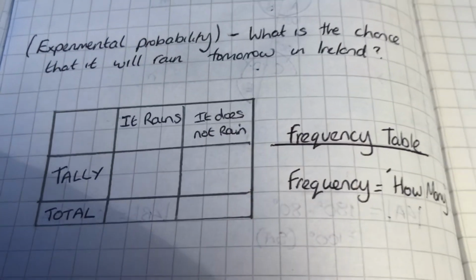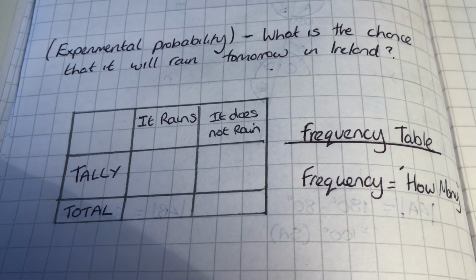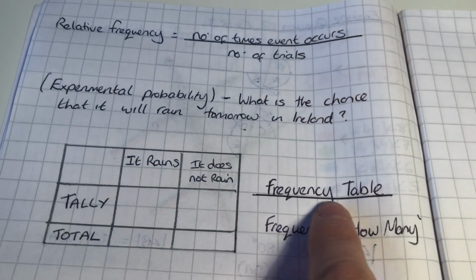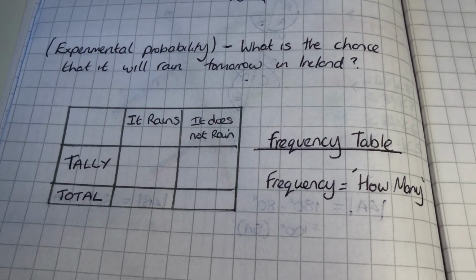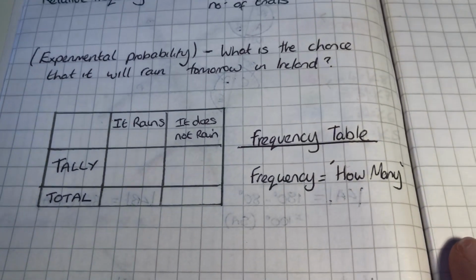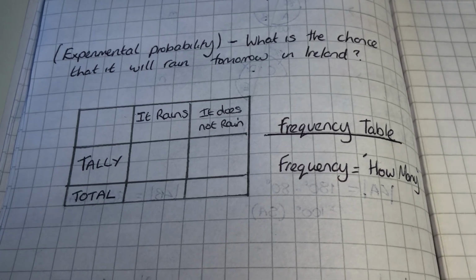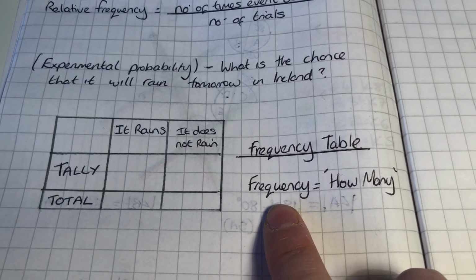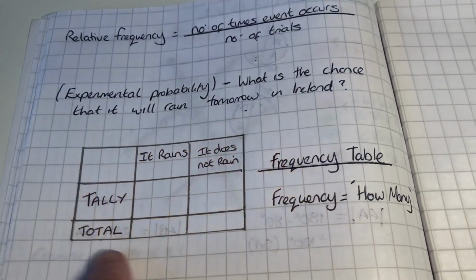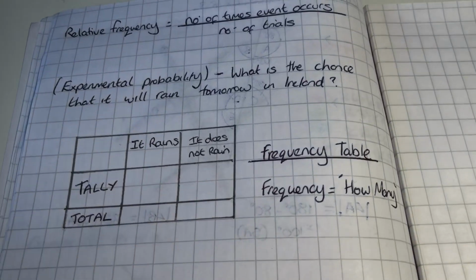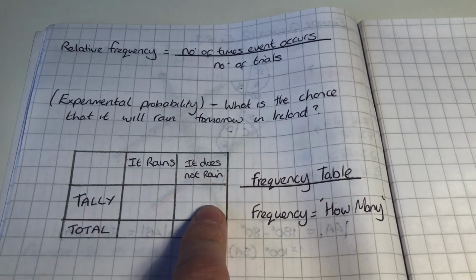Okay, so to do this then, to look at the estimated probability of it raining tomorrow in Ireland, I would need to create something like a frequency table. Now, a frequency table is something that you will have to learn as part of the Junior Cert, and you'll come across many times, especially when we start to look more at the chapter about statistics. Frequency is an important keyword, and it means how many. So we're going to be creating a table to help us figure out how many days did it actually rain and how many days did it not rain.